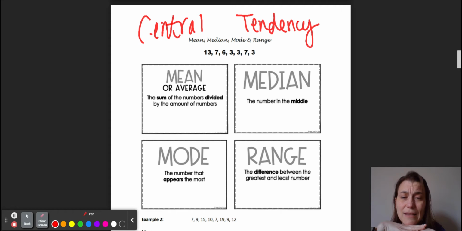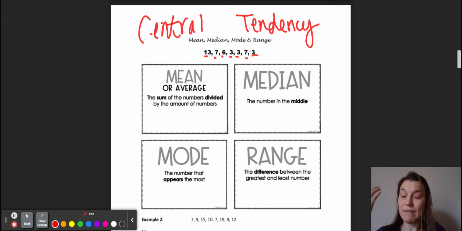So let's say that these numbers we have here were yards on a play. Say there's a running back and he gets 13 yards on one play, and the next time he carries the ball, he has 7 yards, 6 yards, and then 3 yards, 3 yards, 7 yards, and 3 yards. So we're asking, what's the average number of yards per carry in this game? And he carried the ball 7 times.